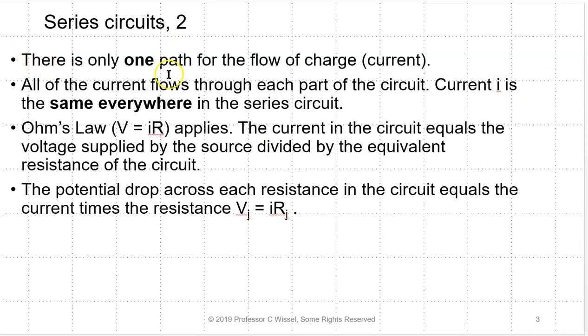Now, there is only one path for the flow of charge or current. All the current flows through each part of the circuit. Current I is the same everywhere in the series circuit. Ohm's law still applies. V equals IR. The current in the circuit equals the voltage supplied by the source divided by the equivalent resistance of the circuit. Potential drop across each resistance in the circuit equals the current times that resistance. So Vj equals IRj.